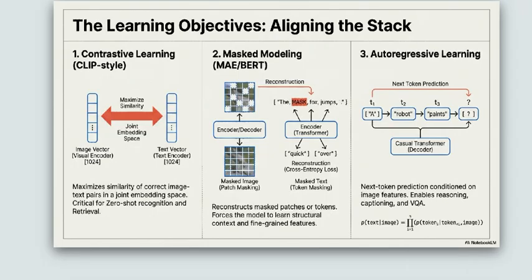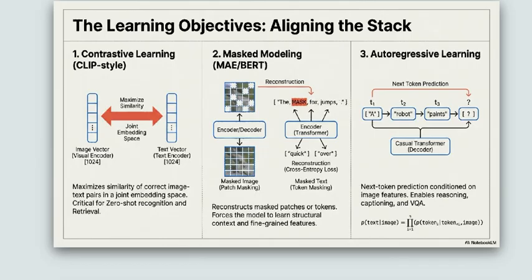And the third objective. Autoregressive learning. That's a mouthful. It's just a technical term for next token prediction. This is the engine that drives ChatGPT. It predicts the next word in a sequence. But in a VLM, it's conditioned on the image. So this is the part that allows it to write a caption.